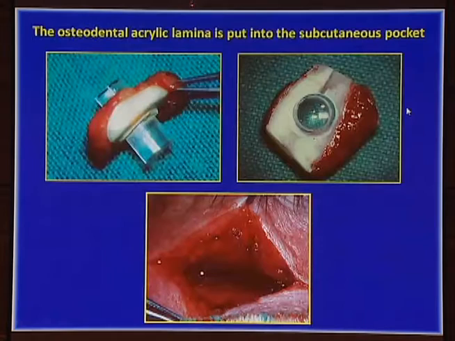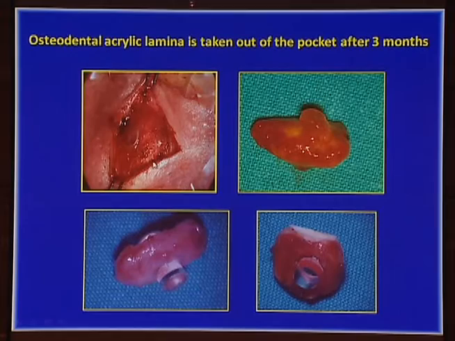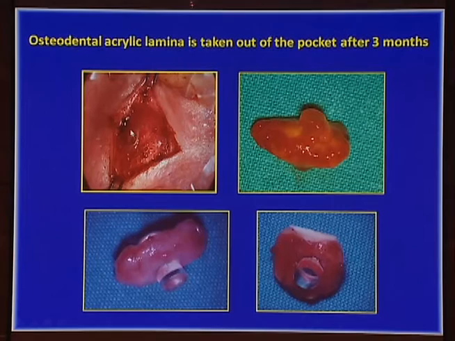So the osteodental acrylic lamina is buried in the subcutaneous pocket. We see the pocket for about 3 months. After 3 months, you can see the cylinder there. The lamina is taken out, covered by flabby tissues, and cleaned, leaving a very, very narrow edge of flabby tissues on its edge, useful to pass the suture for the implant.